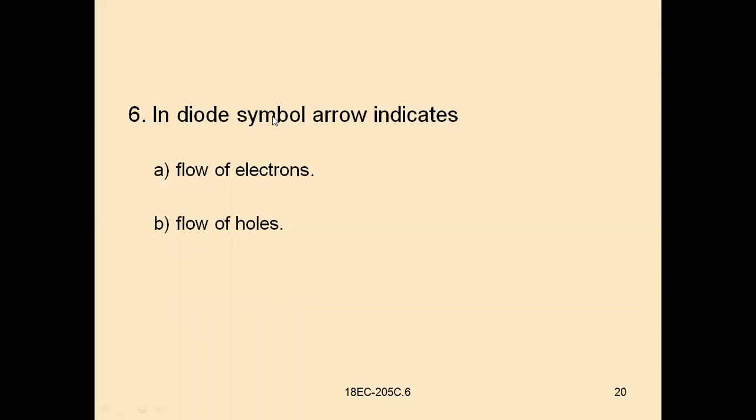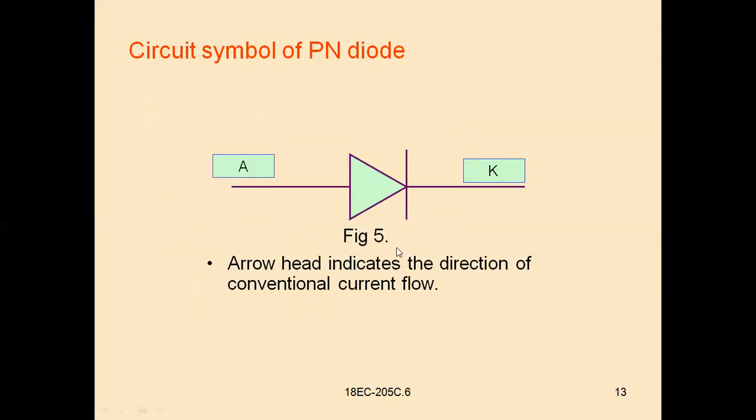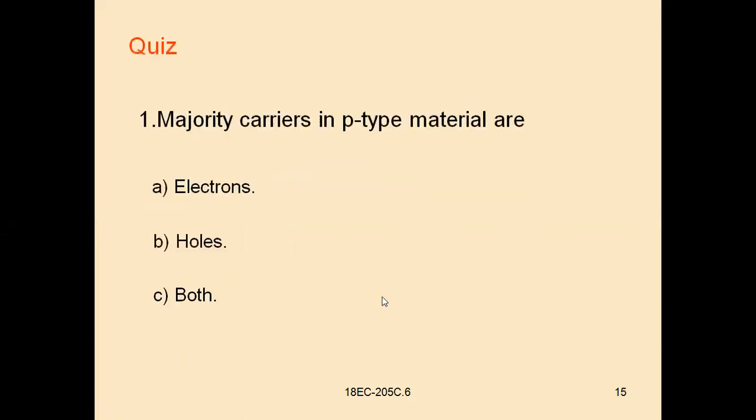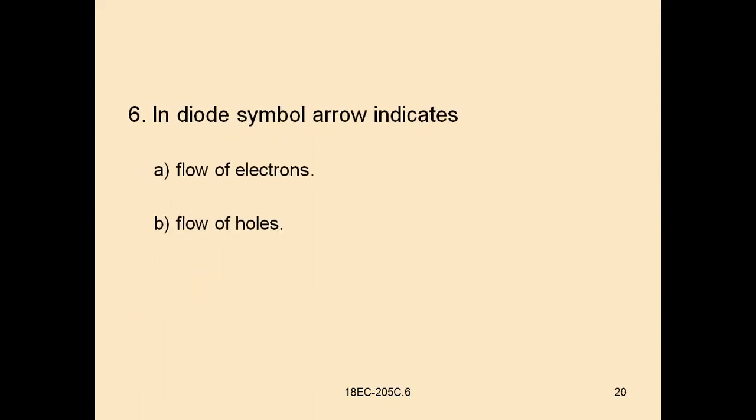In a diode, the symbol arrow indicates flow of electrons? It is the conventional current flow. It did not say electrons or holes, it says conventional. The arrowhead indicates the direction of conventional current flow. So in a diode, the symbol arrow indicates the conventional current flow.